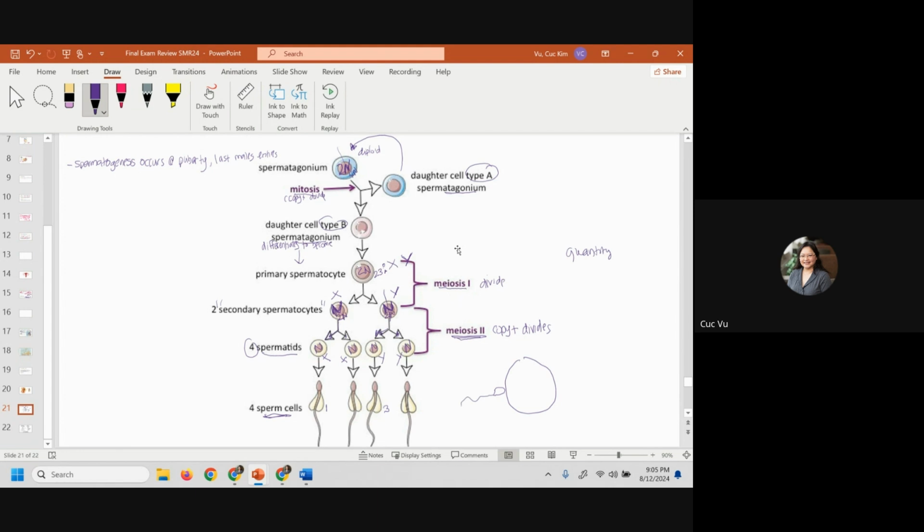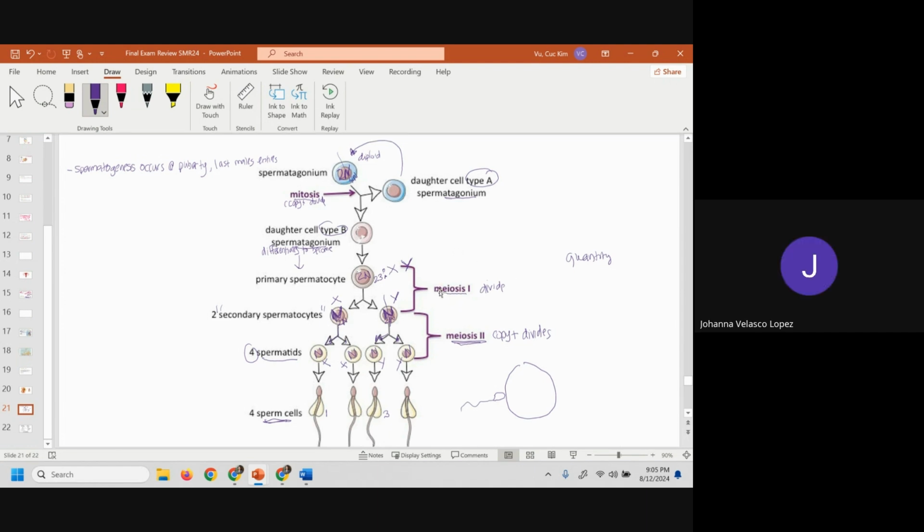When does the process start? We start in the womb and they start at puberty. Yep, exactly. Do they also have FSH and LH and all those hormones as well, or no? What do you think? Yes, they do. So FSH triggers, remember when we went through the hormones?